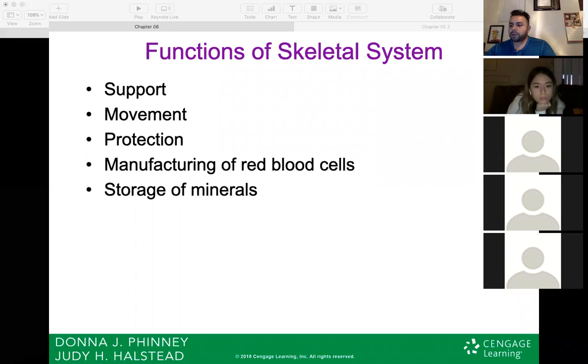It also plays a role in the manufacture of red blood cells and serves as a storage area for minerals such as calcium. So the bone marrow inside the skeletal system is where a lot of the red blood cells are created.